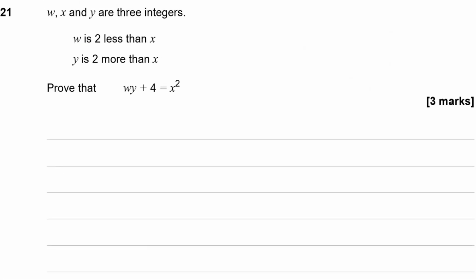w, x and y are 3 integers. w is 2 less than x and y is 2 more than x. Prove that wy plus 4 equals x squared. Okay, well, if w is 2 less than x, then w must be equal to x take away 2. And if y is 2 more than x, then y must be x plus 2.